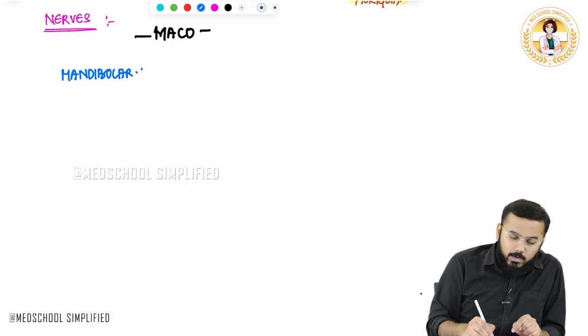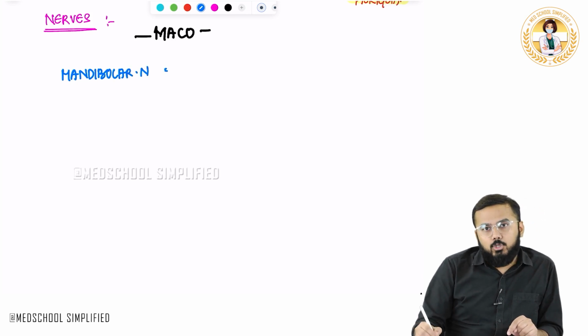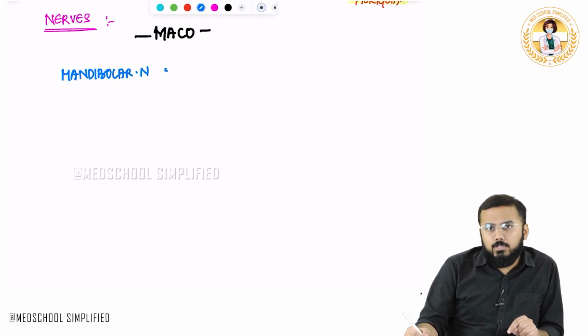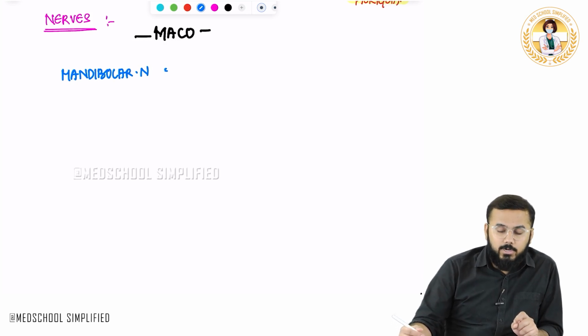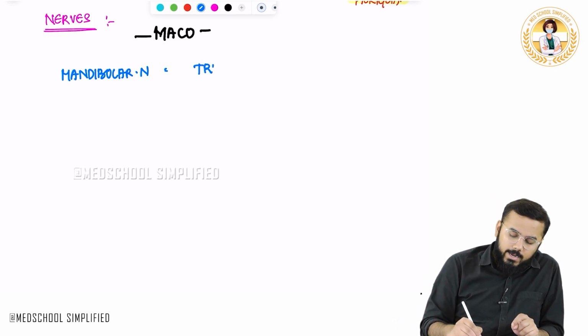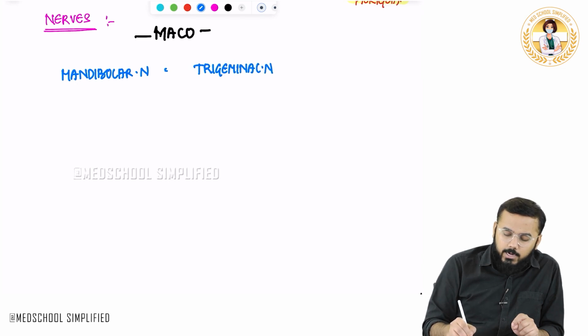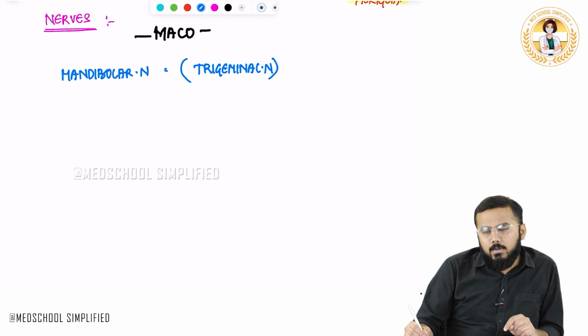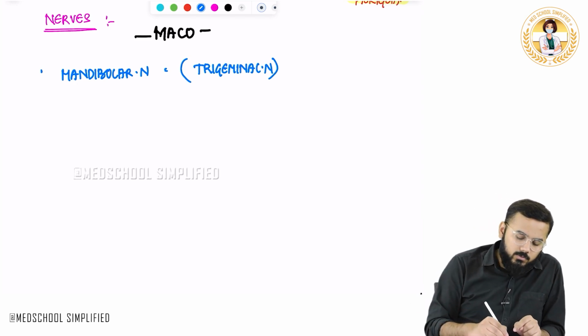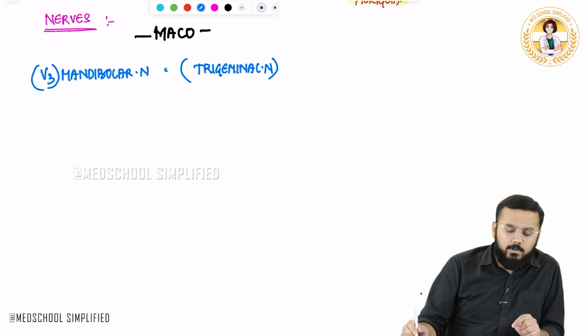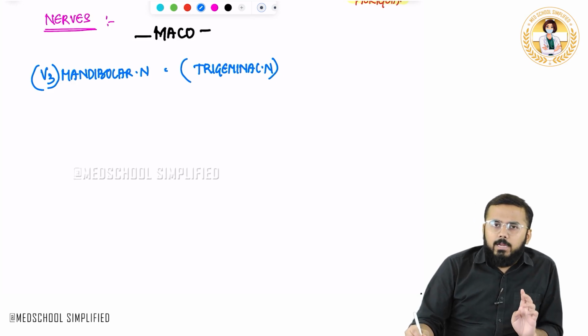What is your mandibular nerve? Mandibular nerve is a branch of which cranial nerve? That is the fifth pair of cranial nerve, which is also called your trigeminal, right? So it is a branch of trigeminal nerve. Now mandibular nerve is V1, V2 or V3? It is V3. All of you know that the ophthalmic branch of trigeminal nerve is V1, the maxillary branch is V2, and the mandibular branch of trigeminal nerve is V3.